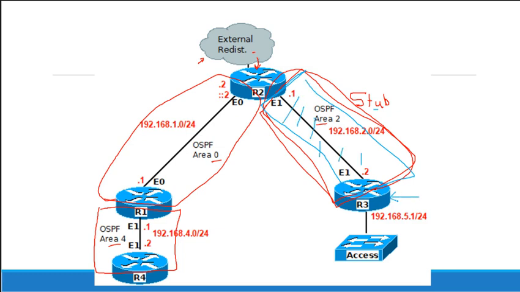So what should we lose in R3? In R3, the route we should lose is our E2 route, our external route that's being redistributed into R2, and we should gain a default route. So let's see if that happened.